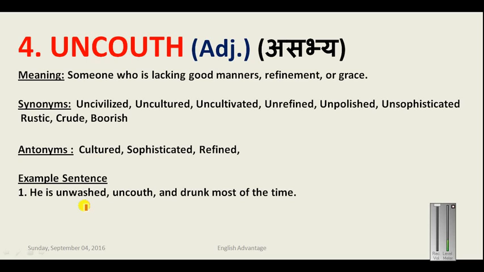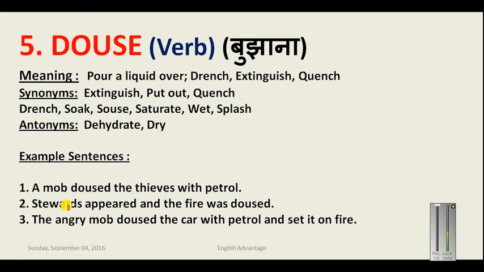He is unwashed, uncouth, and drunk most of the time. So this is the description of somebody's personality. He is unwashed, uncouth, and drunk most of the time. Now let us look at the next word, douse. Douse means to extinguish something, or drench something, or you can say quench something. Pour a liquid over, drench something, to wet something, extinguish something, or quench something.